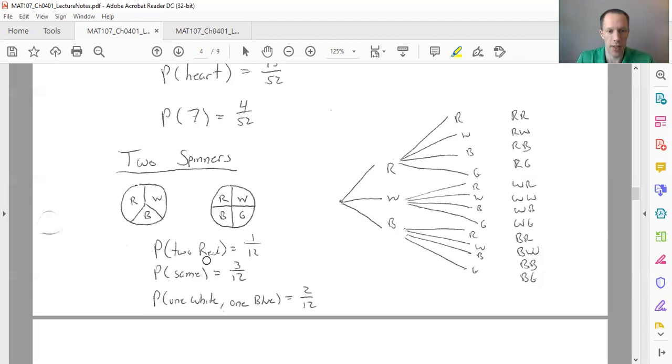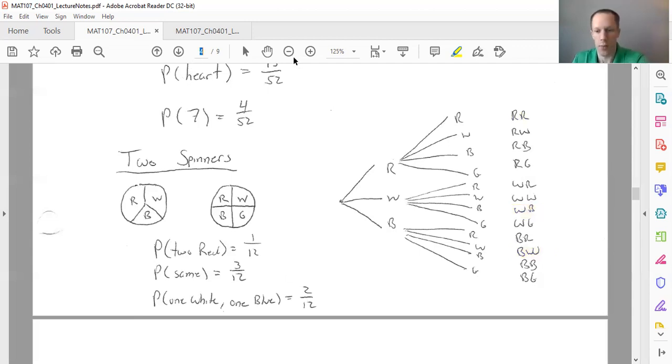So if we want the probability of getting 2 red, notice that's one outcome out of the 12 in the sample space. If we say, what's the probability that we get both spinners to be on the same color? Well, that could be red, red, white, white, or blue, blue. So that's 3 out of 12, which you could reduce to 1/4, or convert to a decimal 0.25, or make a percentage 25%. If we want 1 white and 1 blue, it doesn't really matter what order, so we could get white, blue, or we could get blue, white. So there's 2 outcomes out of 12.